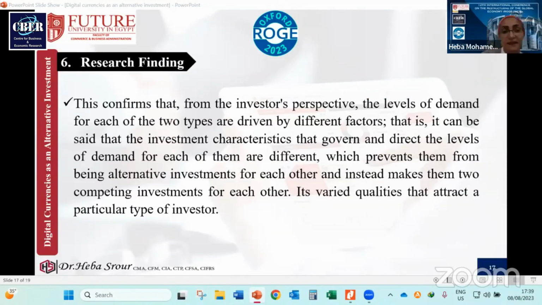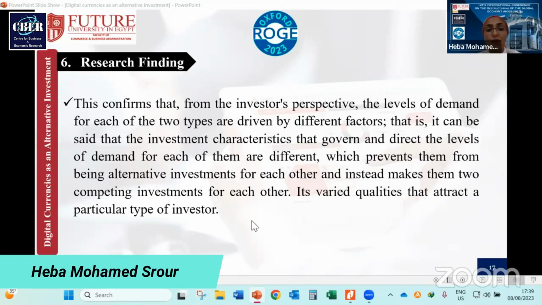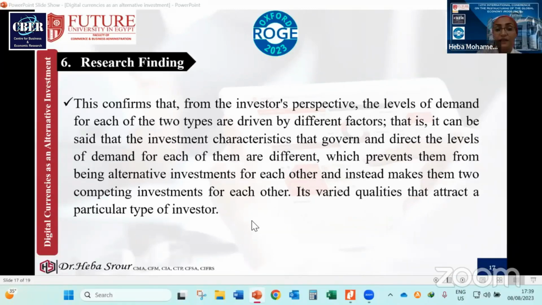Number 3, this confirms that from investor perspective, the level of demand for each of the two types are driven by different factors. That is, it can be said that the investment characteristics that govern and direct the level of demand for each of them are different, which prevents them from being alternative investment for each other, and instead make them two competing investments. It varies qualities that attract a particular type of investor. And that's all.